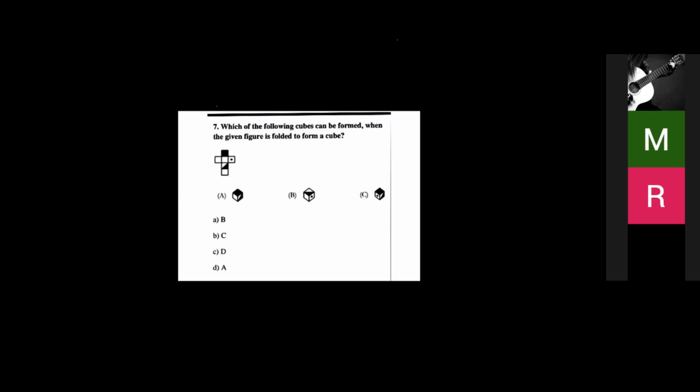Ma'am, D figure is not visible. D is not visible, that's why. One second. Ma'am, I think the answer is the last option. Seventh question, this is the seventh question, right? There is no D option in my notes itself. So one minute, let me cross check with the answer.